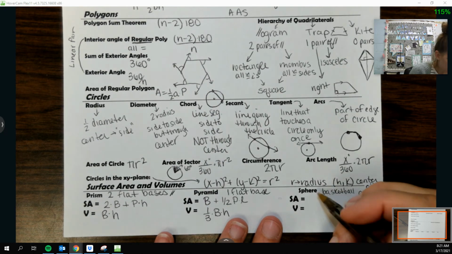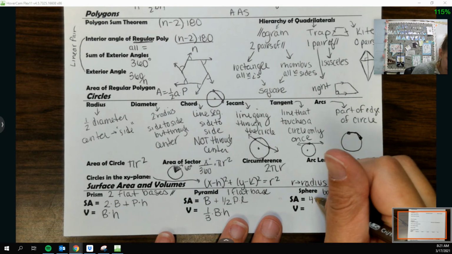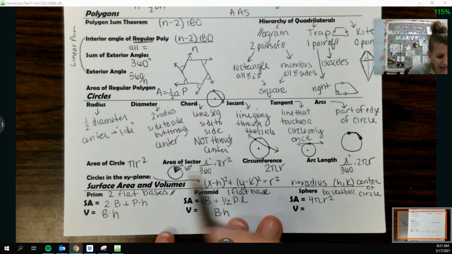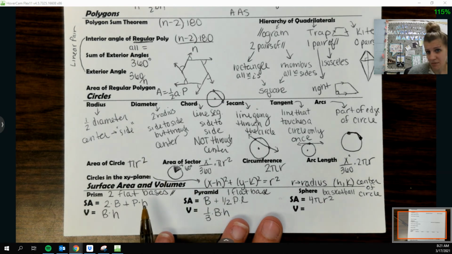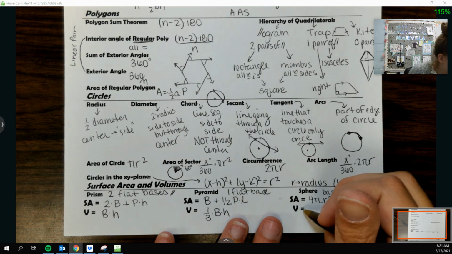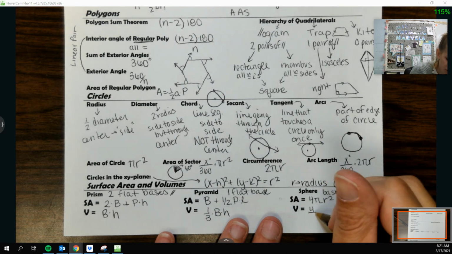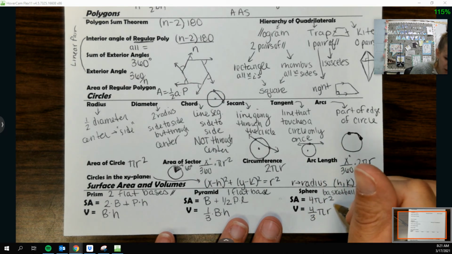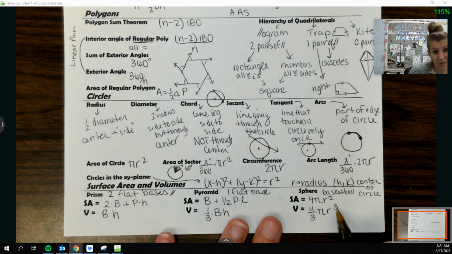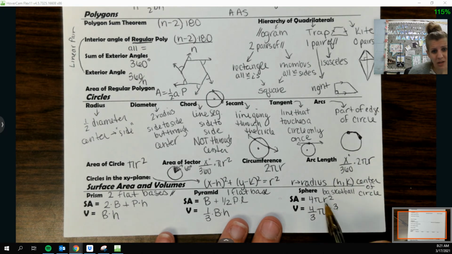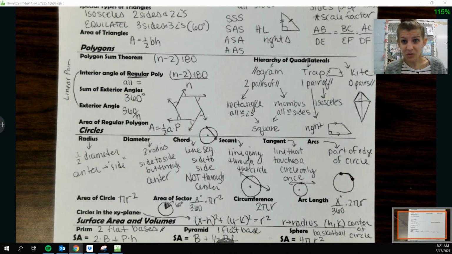And then surface area of a sphere is 4 pi r squared. So it's kind of like area of a circle, but there's more of them. There's 4 of them. Kind of makes sense. And then the volume is 1/3 of that, so 4/3 pi r cubed. And remember, volume should always be cubed. So I know these look similar, but area is always squared, volume's always cubed. Sorry that was real long.